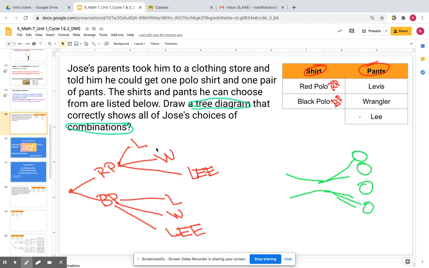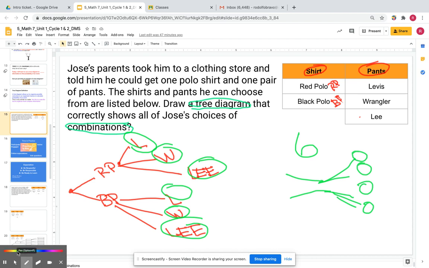So let's go ahead and count them. We have 1 combination, 2 combinations, 3 combinations, 4 combinations, 5 combinations, 6 combinations. So going back to the question, what was it asking you to find? Go ahead and reread it if you need to. I hope you were able to identify that it was asking you how many combination choices Jose had. And in total, you have 1, 2, 3, 4, 5, 6. You have 6 in total.